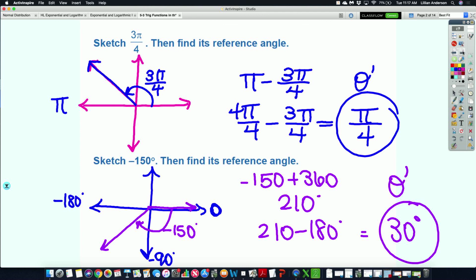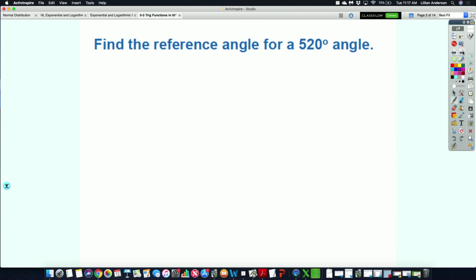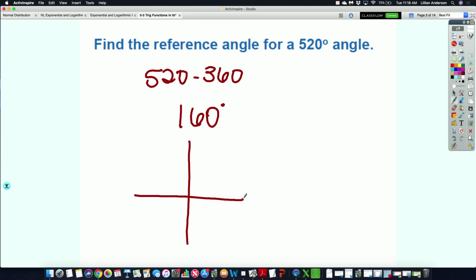All right, let's look at that last one. I don't have to sketch it here. I just need to find the reference angle for 520. Is 520 between 0 and 360? No. So how do I find the angle that is between 0 and 360? 520 minus 360 is 160. So 160 is in which quadrant?